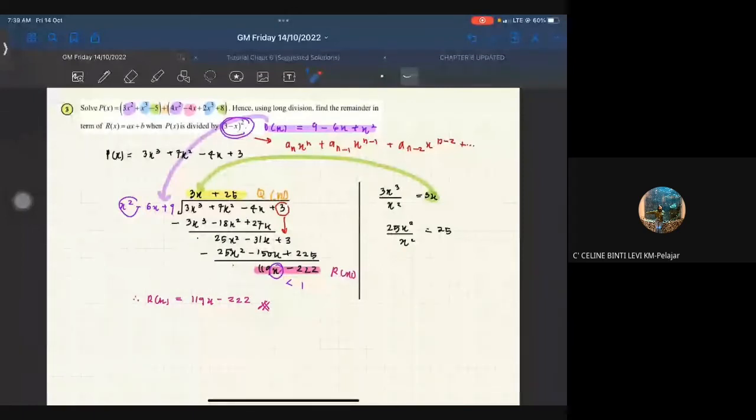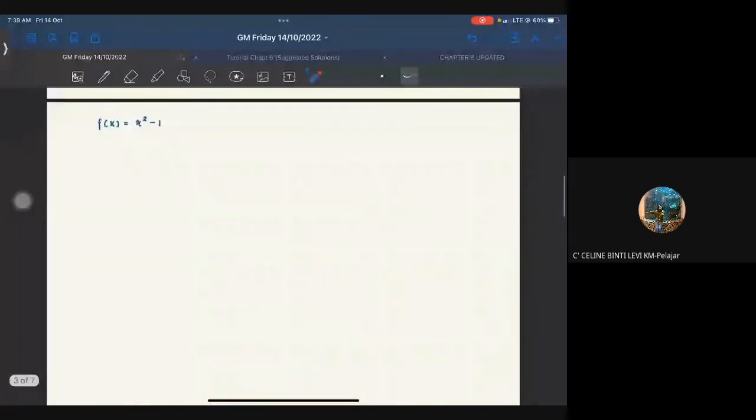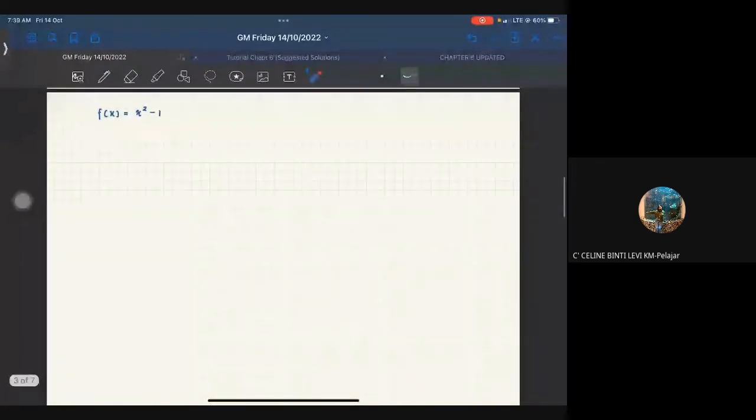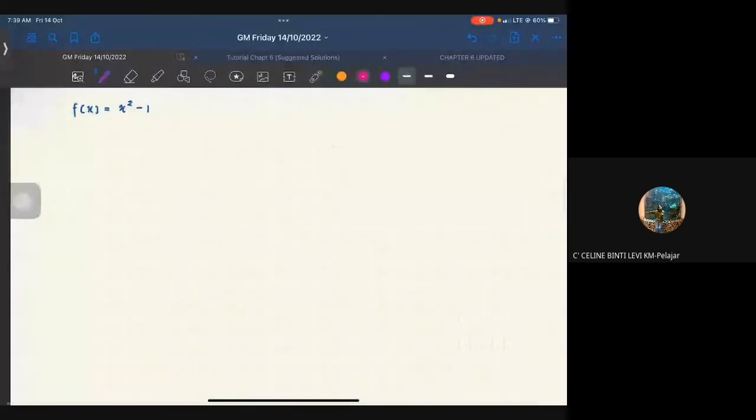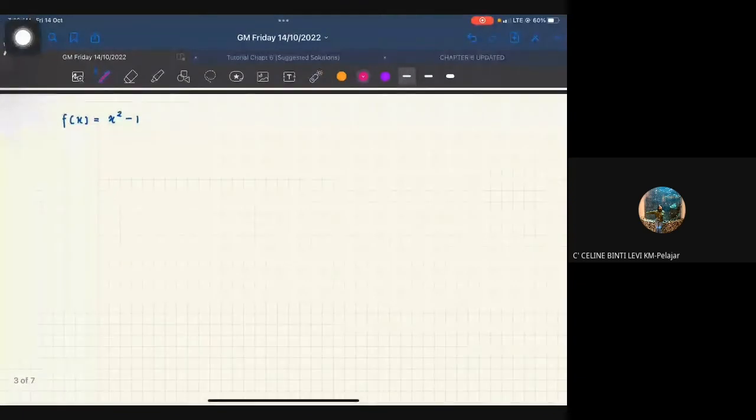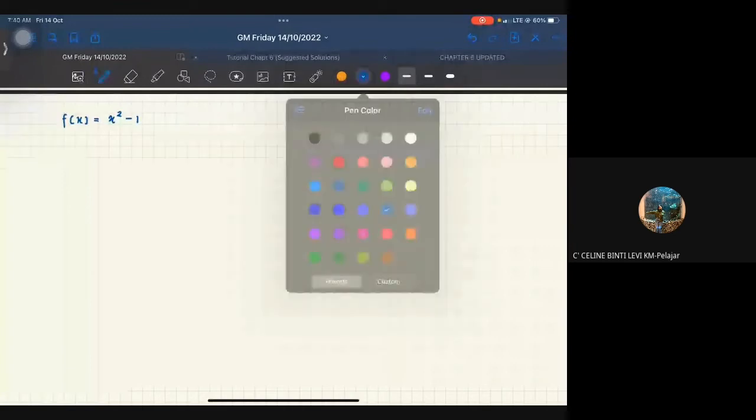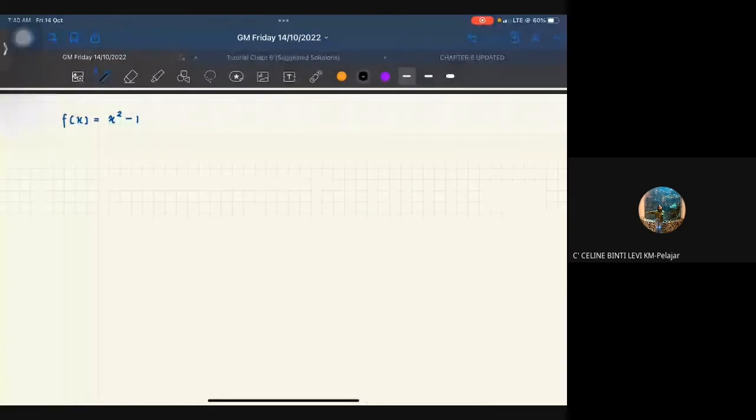Okay, let's continue. I don't think we have time to cover much. Before I go into 6.2, I want to clarify a few things. Let's say this example, I have fx equals x square minus 1. From here, when I factorize x square minus 1, I will get x minus 1, x plus 1.